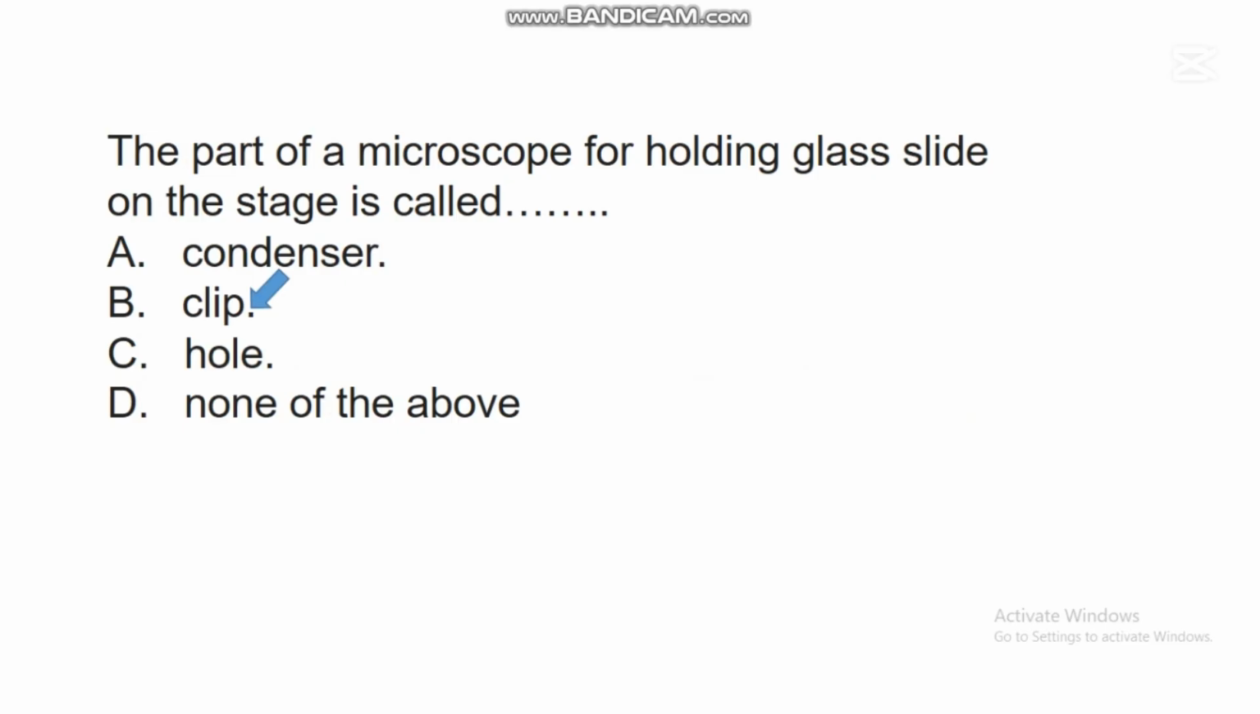Clip. So clip is the part of a microscope for holding glass slide on the stage. This clip helps to hold objects of study on the stage very well so that it will not slip off. So this clip is very important because if it is lacking, holding something like a glass slide on the stage will be very difficult.